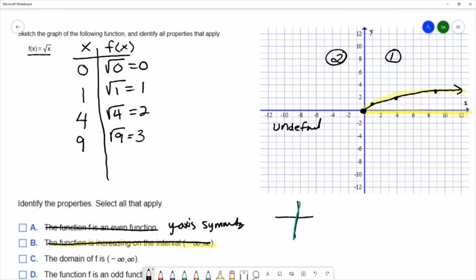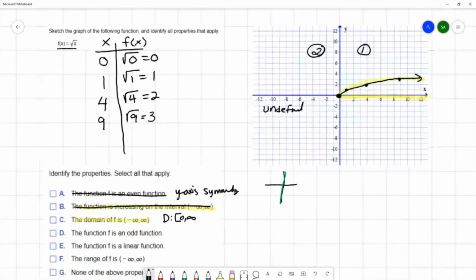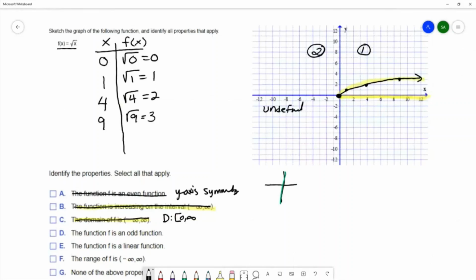As I mentioned just a moment ago, the function is defined from 0 to infinity. So this next property that says the domain is from -infinity to infinity is also not true. So our actual domain for this function is from 0 to infinity. So we would not select this property.